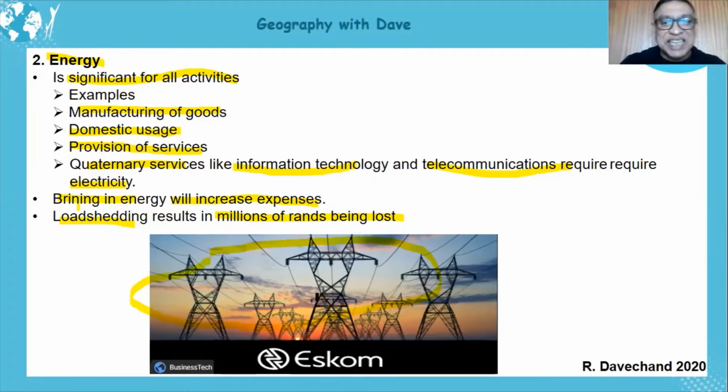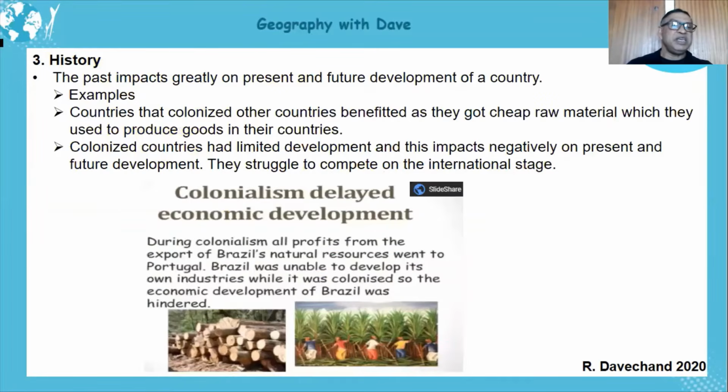Okay, but that's electricity supply, also using the raw materials. Okay, history. You have done this in grade 9 also. And you know that the past impacts greatly on the present and future development of a country.